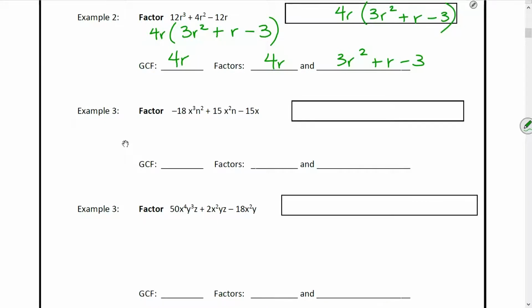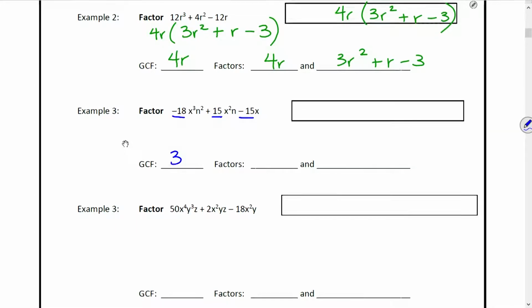Okay, let me give you one more example of this that gets a little more complicated. And that is example 3, negative 18x cubed n squared plus 15x squared n minus 15x. Now, the first thing we do is we look at the numbers. We have negative 18, and we have 15, and we have negative 15. Okay, and the number that divides all, basically 15 and 18, is the number 3.